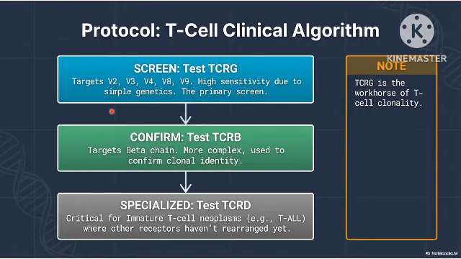So for screening you use TCR-g. For confirmation you use TCR-beta. Only in immature T cell neoplasms where other receptors have not rearranged, you can use TCR-d. So TCR-g is the workhorse of T cell clonality.